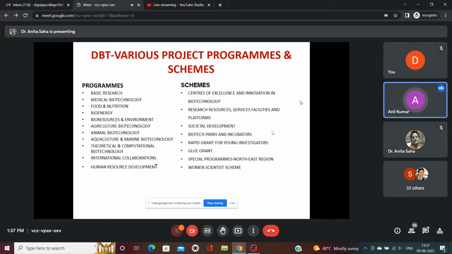And besides these basic programs, they are also inviting applications through different schemes like the Center of Excellence and Innovation in Biotechnology, Research Resource Service and Facilities and Platform, Societal Development, Biotech Park and Incubation, Rapid Grant for Young Investigators, Blue Grant, a special program for Northeastern region, and Women Scientist Scheme, separate from the DST. The major Women Scientist Scheme is being launched by the DST, Department of Science and Technology, and there is one separate Women Scientist Scheme for the DBT, Department of Biotechnology also. The next one. Next slide, please.